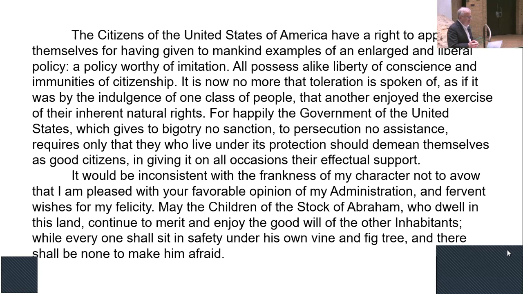"For happily, the government of the United States, which gives to bigotry no sanction, to persecution no assistance, requires only that they live under its protection, should demean themselves as good citizens, in giving it on all occasions their effectual support." And he even expressly wishes, "May the children of the stock of Abraham, who dwell in these lands, continue to merit and enjoy the goodwill of the other inhabitants, while every one of them will sit safely under their own vine and fig tree, and there will be none to make them afraid," quoting the prophets, right, directly back to the Hebrews. So this is a statement by the founding father of the country that Americans are Jews, Jews are Americans. There's no line. And the country itself gives to bigotry no sanction. This was just one piece of positive news for the Jews.